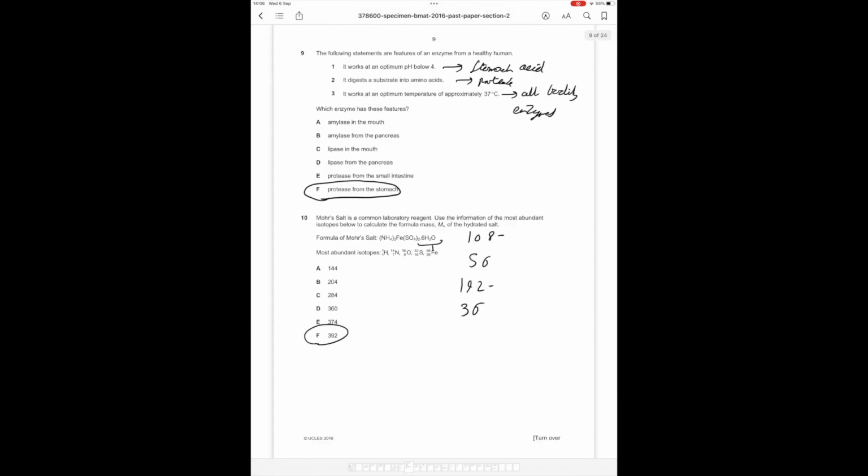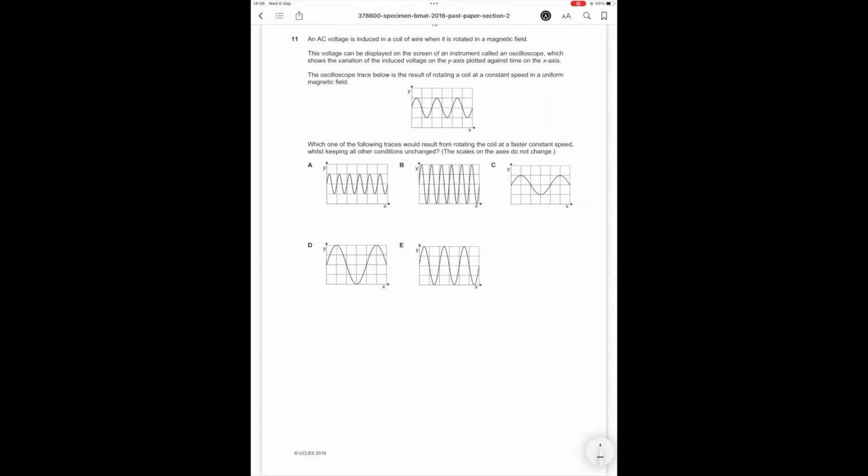Okay. Now for question number 11. An AC voltage is induced in a coil of wire when it is rotated in a magnetic field. This voltage can be displayed on the screen of an instrument called an oscilloscope, which shows the variation of the induced voltage on the y-axis plotted against time on the x-axis. The oscilloscope trace is a result of rotating a coil at constant speed in a uniform magnetic field. Which one of the following traces would result from rotating the coil at a faster speed whilst keeping all other conditions unchanged? And the scales stay the same.